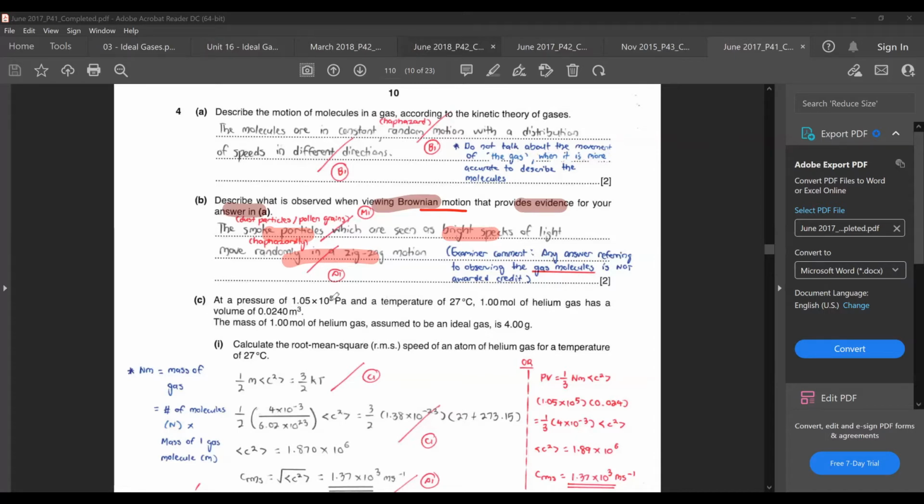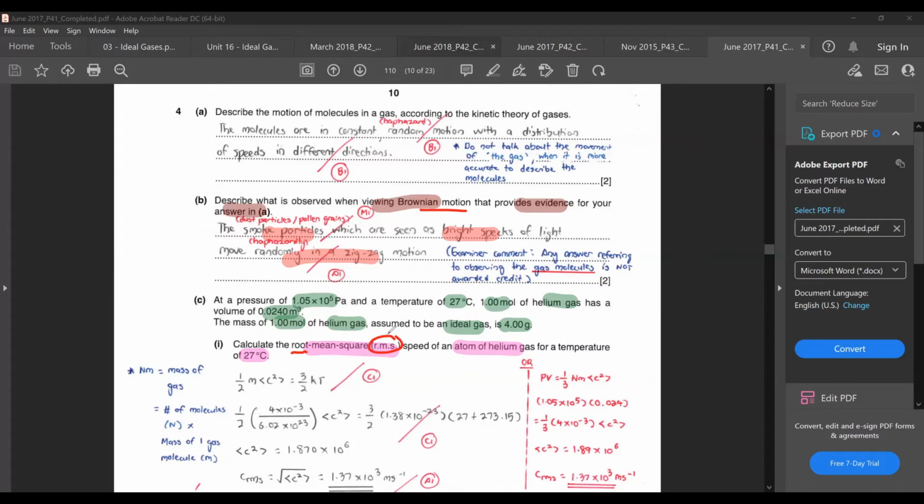At a pressure of 1.05 times 10 power 5 Pascal and temperature of 27 degrees centigrade, 1 mole of helium gas has a volume of 0.024 meter cube. The mass of 1 mole of helium gas, assumed to be an ideal gas, is 4 grams. Calculate the root mean square speed of an atom of helium gas at a temperature of 27 degrees. So this one, they're not asking you for the mean square speed. They want specifically root mean square speed.